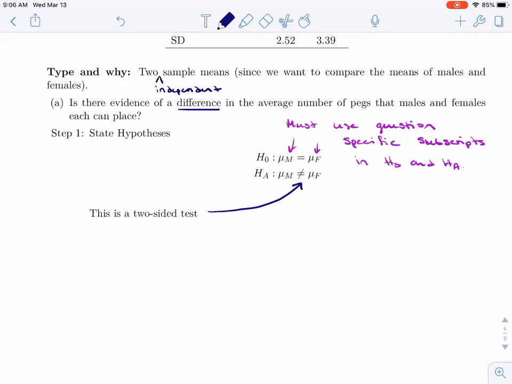And here, I'll just highlight that the difference here is also what's making it a two-sided test.